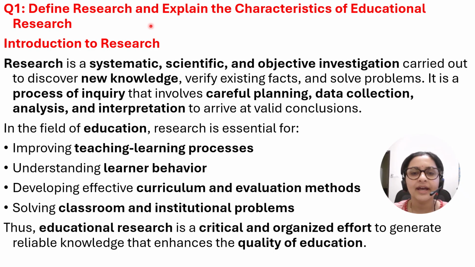Define research and explain the characteristics of educational research. Research is a systematic, scientific, and objective investigation carried out to discover new knowledge. Not only new knowledge, it is also used to verify existing facts, solve problems. It is a process of inquiry that involves careful planning, data collection, analysis, and interpretation. Inquiry is nothing but questioning.